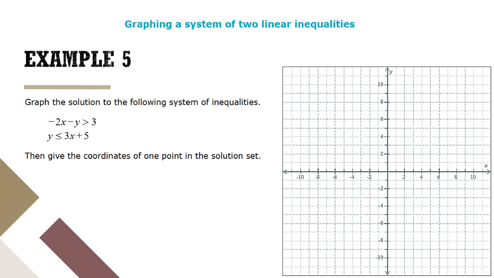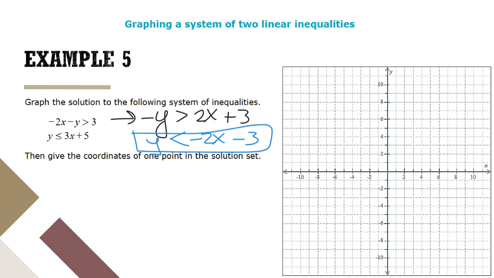So let's do one more example. This is not in that nice form, so let's put it in that nice form. When we rewrite it, we have negative 2x, and we're adding 2x to both sides. So we get a positive 2x, and then we have negative y, and then plus 3. And then when you divide by a negative, it flips the sign. So y is less than negative 2x minus 3. Again, when you divide or multiply by negatives, it flips the inequality.